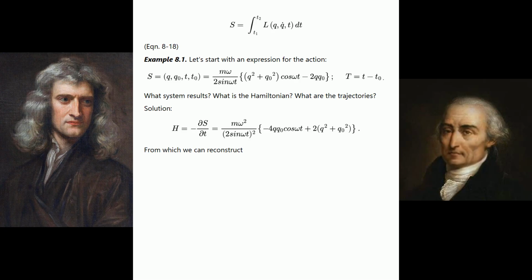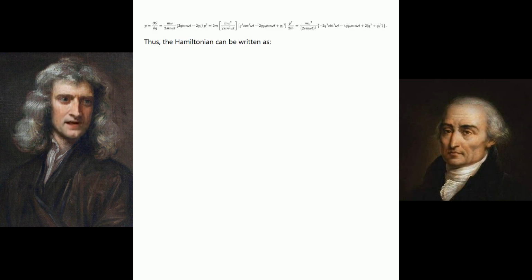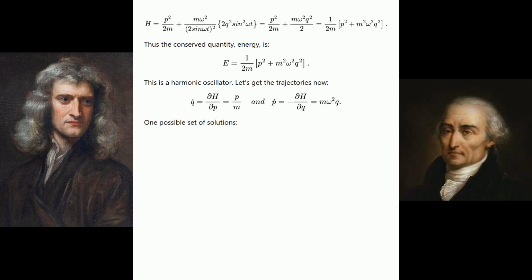Example 8.1. Let's start with an expression for the action. See the equation shown. What system results? What is the Hamiltonian? What are the trajectories? Solution. See the next equation, from which we can reconstruct, see the equation shown. Thus, the Hamiltonian can be written as, see the next equation. Thus the conserved quantity, energy, is see the equation shown. This is a harmonic oscillator.